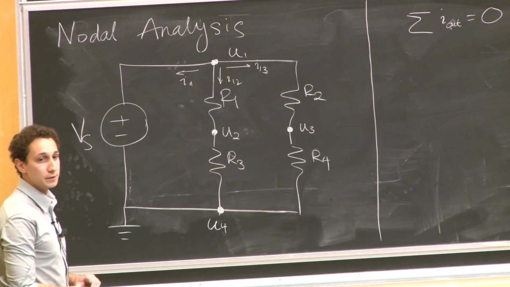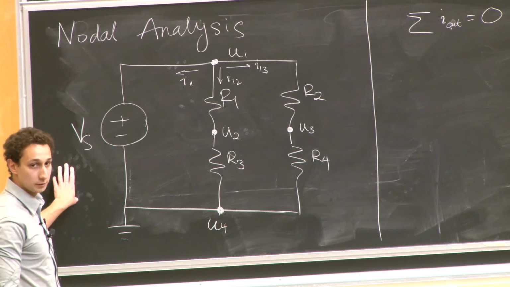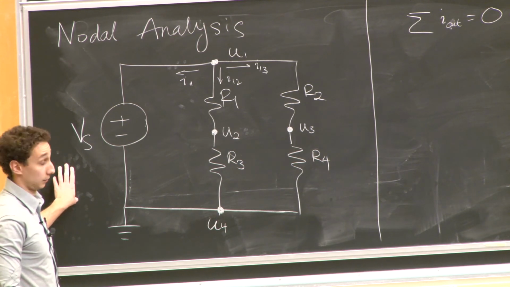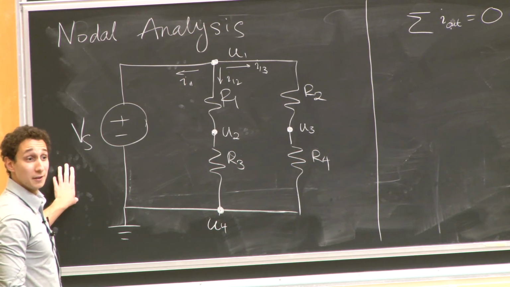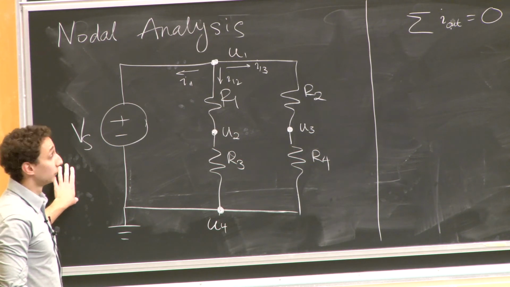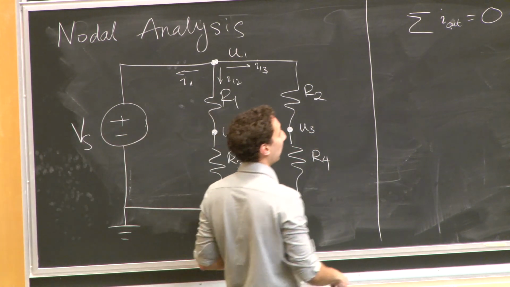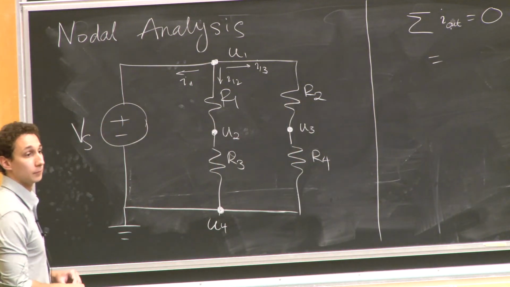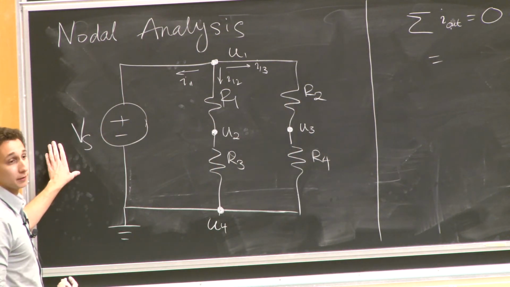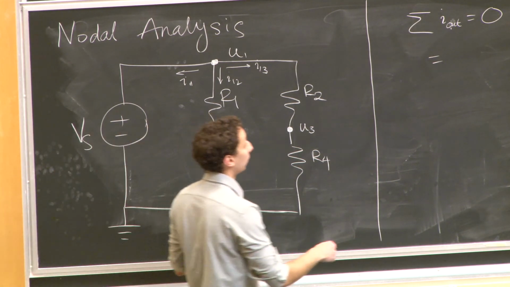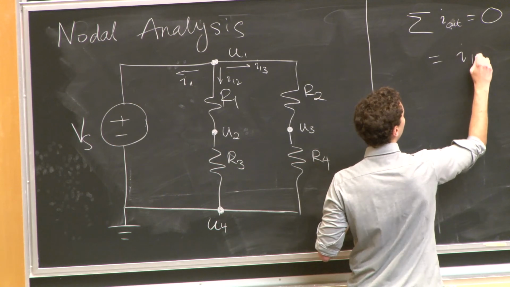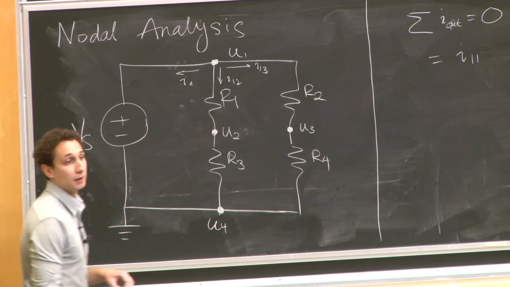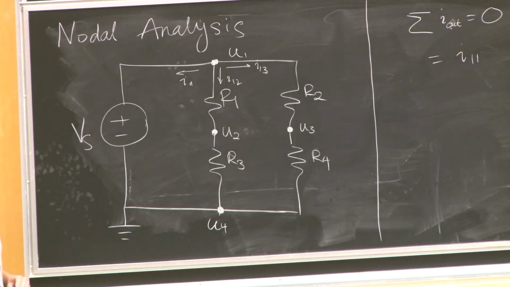Now, what are each of these currents in terms of the potentials? Ohm's law. What's I11? We don't know yet, right? It's the current from a voltage source, which could be anything, okay? We don't know it. Let's just leave it as a variable, call it I11. Now, what about I12?